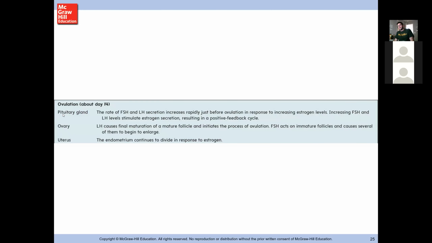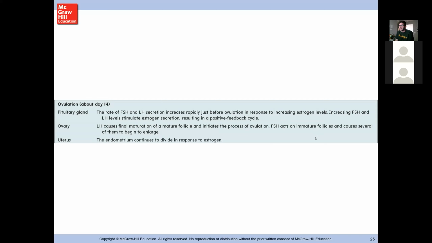So the pituitary gland, during ovulation on roughly day 14, has follicle-stimulating and luteinizing hormone at an all-time high. Just before ovulation, it increases rapidly in response to increasing estrogen levels. Increasing follicle-stimulating and luteinizing hormone levels stimulate estrogen secretion, resulting in that positive feedback cycle. Luteinizing hormone will then cause final maturation of a mature follicle and initiates the ovulation process. All these hormones at these levels are key to allow for an ovulation event to occur.